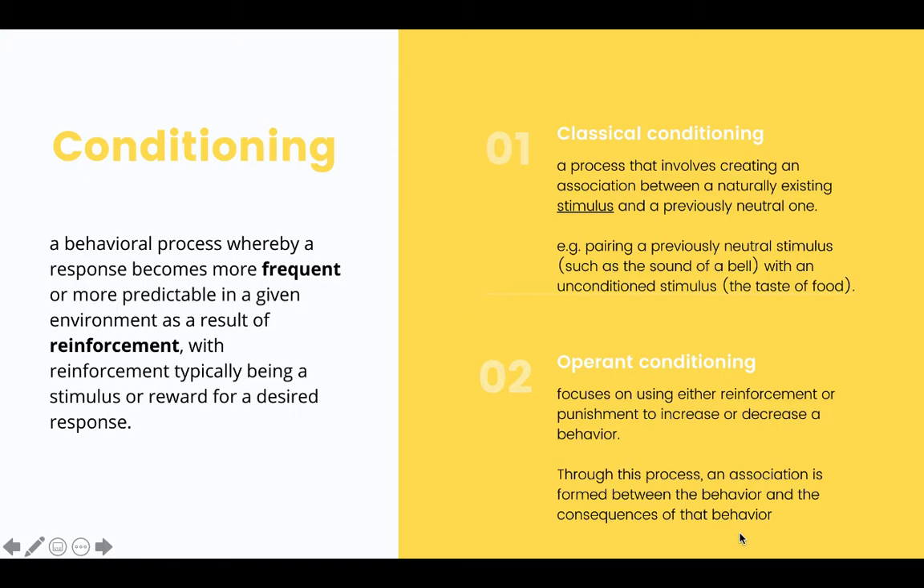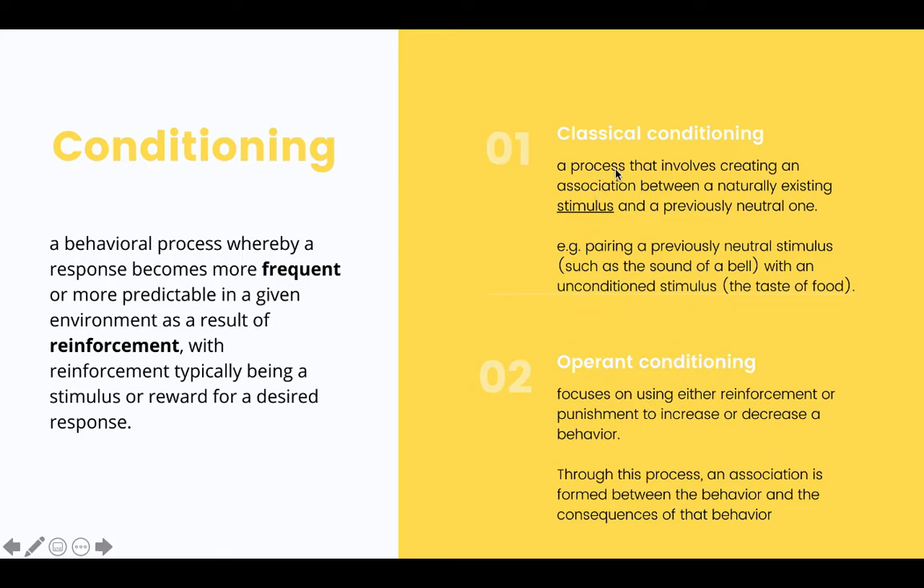So for example, you study hard and you get a good grade, and I would give you money, let's say if you score A in my class. Okay? So because of this reinforcement, your response just now, which is studying and getting good grades, becomes more frequent because you know there's a reinforcement. Now, there are two types of conditioning. First is classical conditioning. Second is operant conditioning.